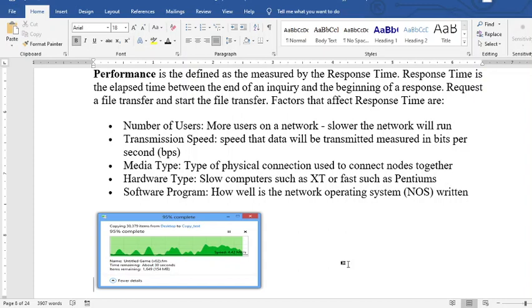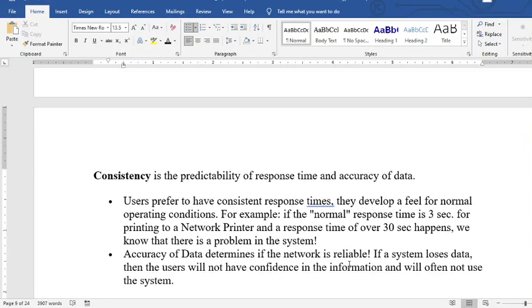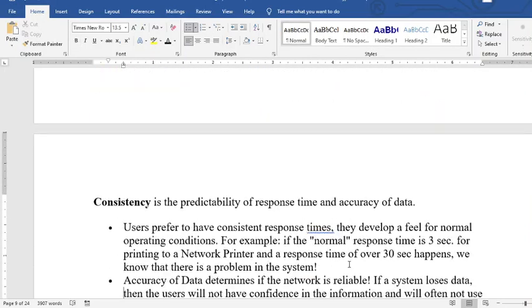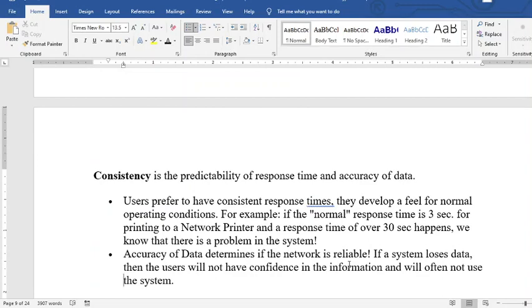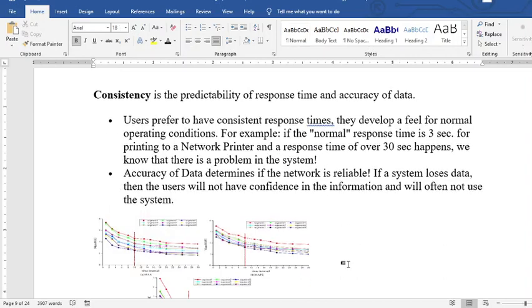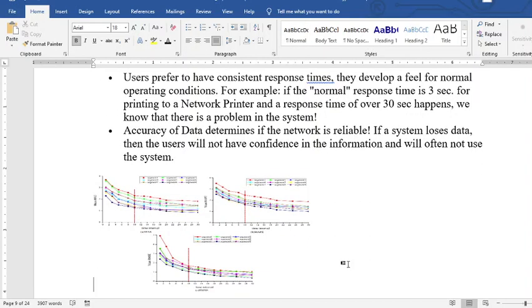Transmission speed will determine the speed to be transmitted in bits per second. So media types, hardware types, software programs, these are the basis for what we call performance. For consistency, that means if a normal response is 3 seconds, for printing to a network response over 30 seconds, we know that there is a problem in the printer. So that should be the case, that accuracy of data should be received. For example, I send a message on PM and then you receive half of the message, that is not what we call consistency.